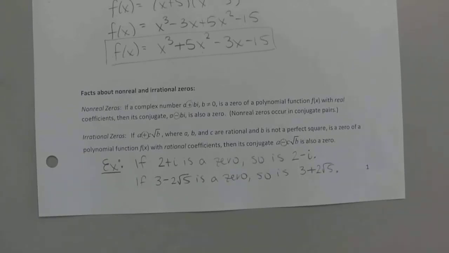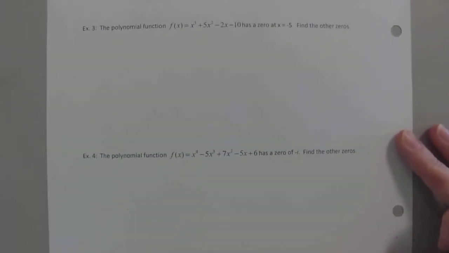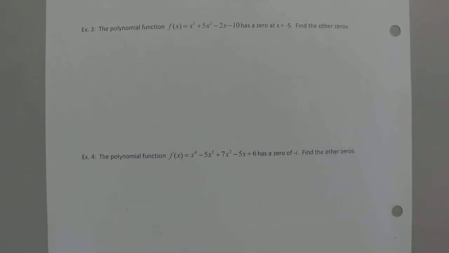And the reason why I'm pointing that out is because we're going to start building these, and you almost get stuck. You're like, what do I do now? Well, you know if you're given 1, you're actually given 2 zeros. So kind of keep that in mind as we move forward. So let's go ahead and work with the second page.